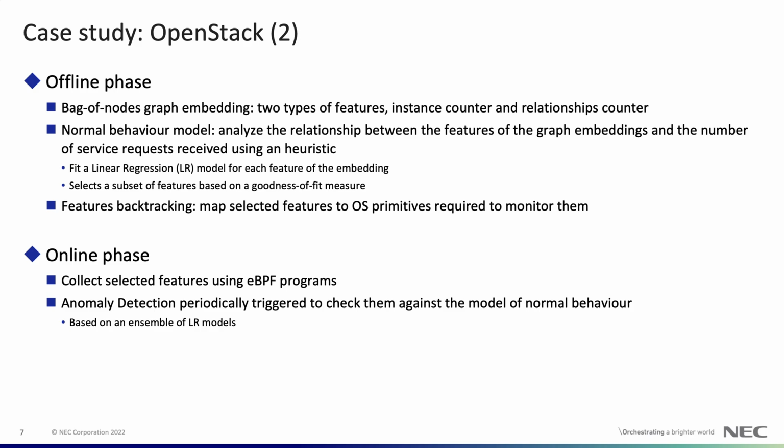In the online phase, instead, the collected features are periodically checked by the anomaly detection module against the model of normal behavior. The current implementation is based on an ensemble of linear regression models, and it verifies that all the features are linearly evolving according to the number of service requests which are processed by the system.